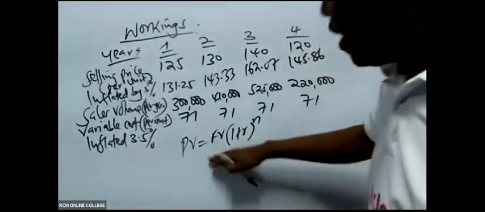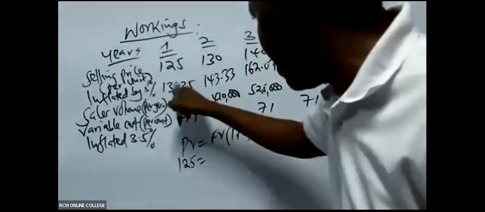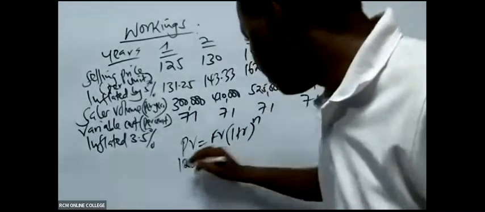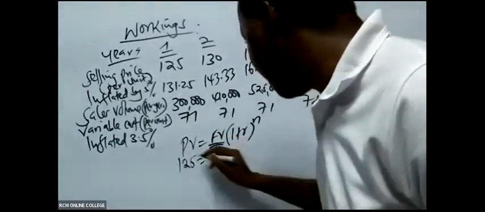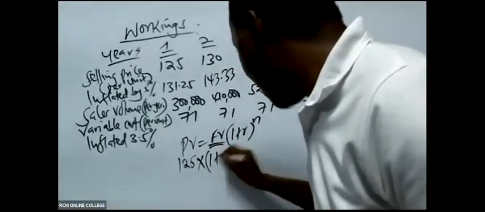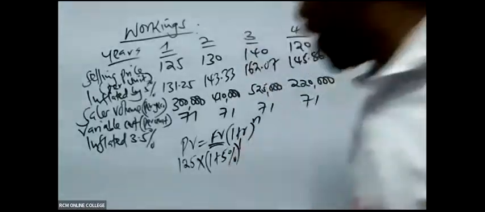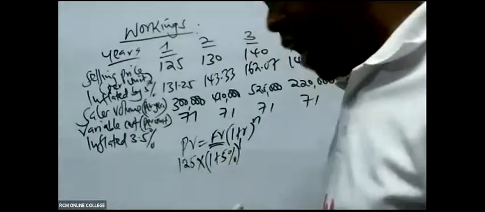If here I have 125, to get this 131, what do I want? I want to get the future value. I will multiply this by 1 plus the 5%, then raise it to year 1. Is that correct, guys?